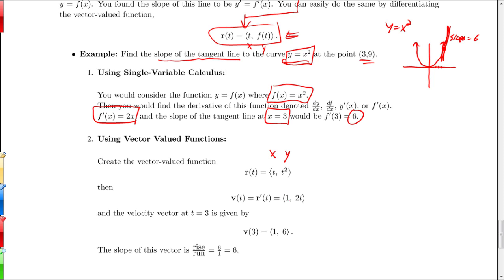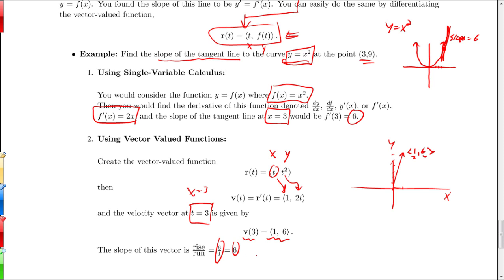Now I take the derivative. I take the derivative of t, I get 1. The derivative of t squared is 2t. And when I plug in t equals 3, that's the same thing as plugging in x equals 3. I get v of 3 equals 1, 6. So if you were to put that in the xy plane, that would be 1, and then 1, 2, 3, 4, 5, 6. It would be this vector, 1, 6. And the slope of that vector is just rise over run, or 6 over 1, 6. There's that derivative. That's the slope.